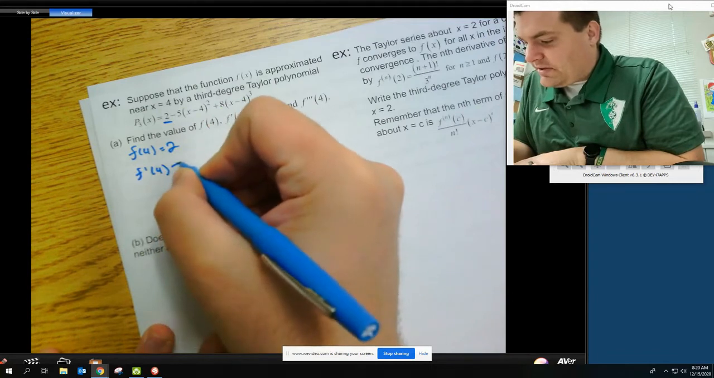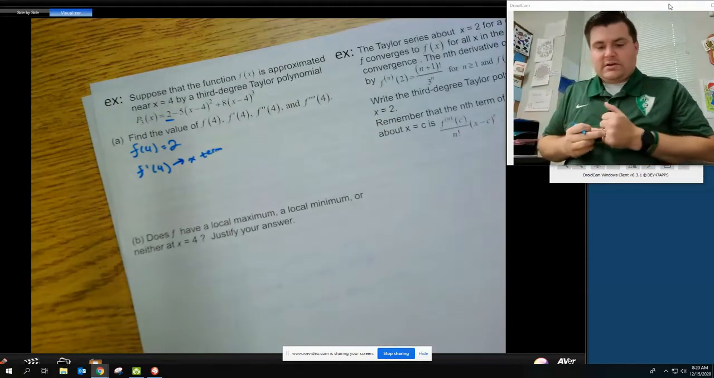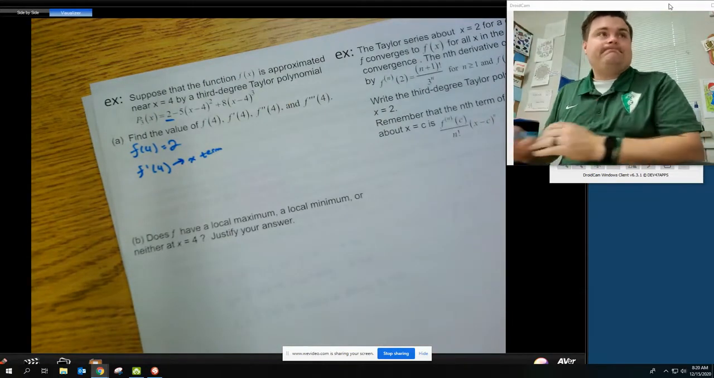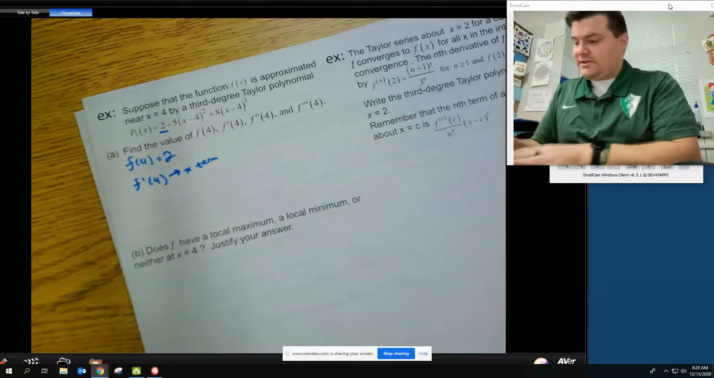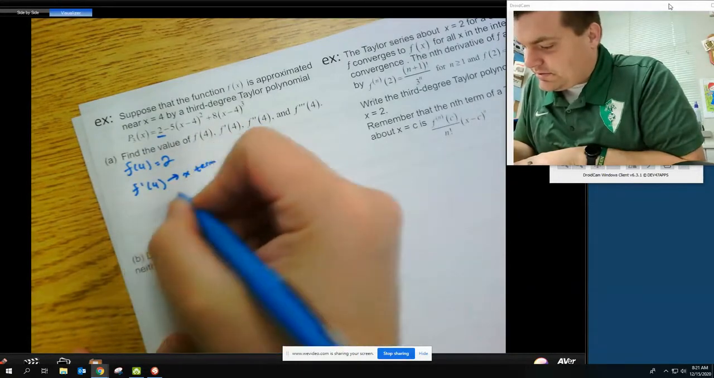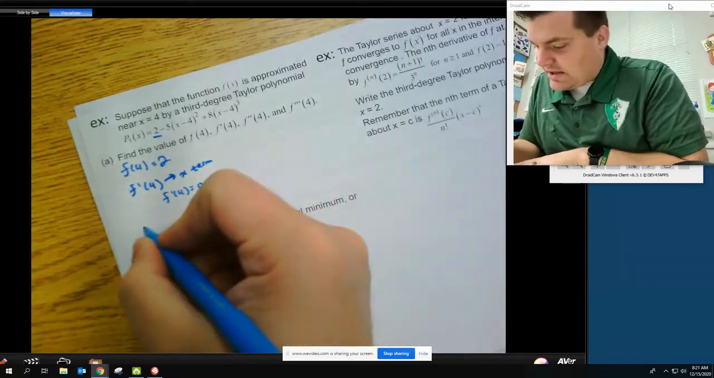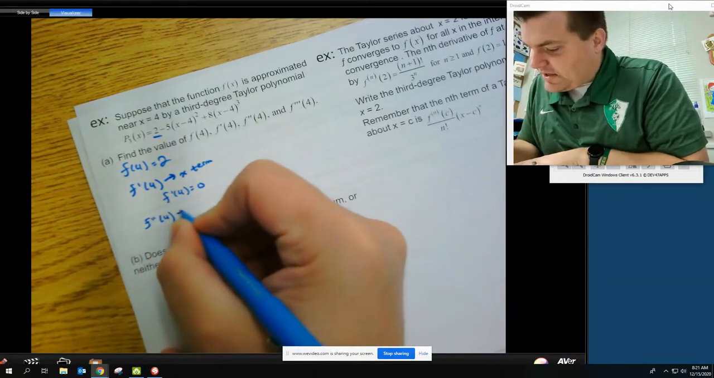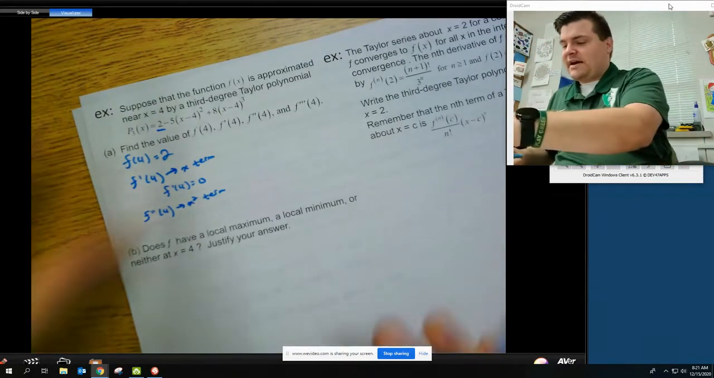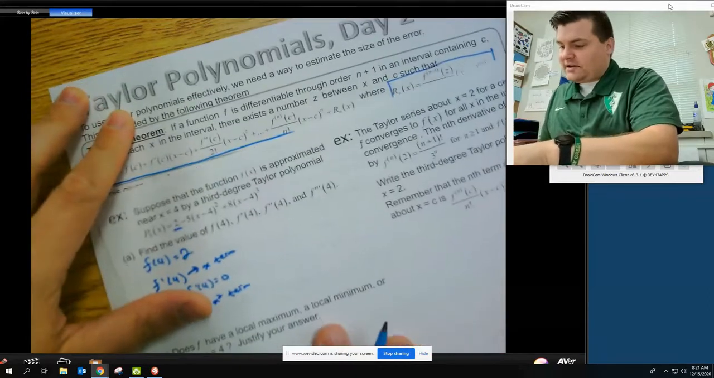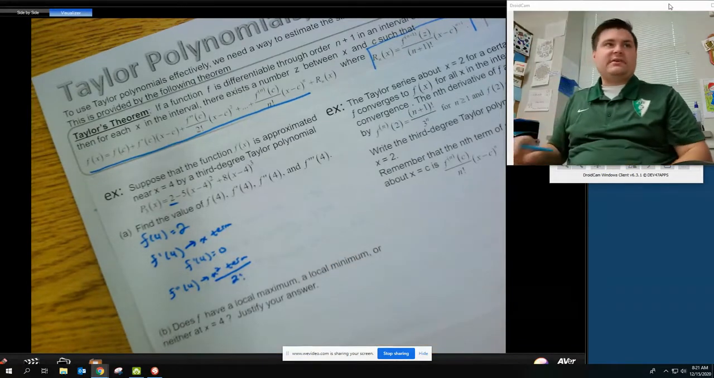F prime of 4, that's going to be the x term. Is there an x term? There's not. There's a square term, but not an x term. So the coefficient would be a 0. So f prime of 4 is equal to 0. We're good. F double prime of 4, this would be the x squared term. And not only that, but don't forget, for the x squared term, it's going to be divided by 2 factorial. That's what it is.